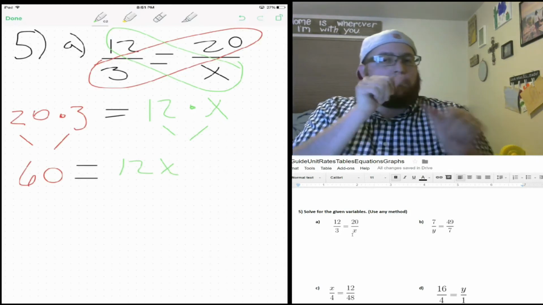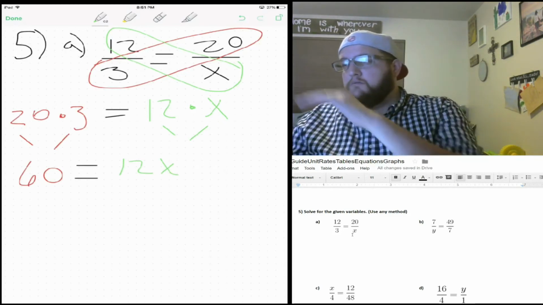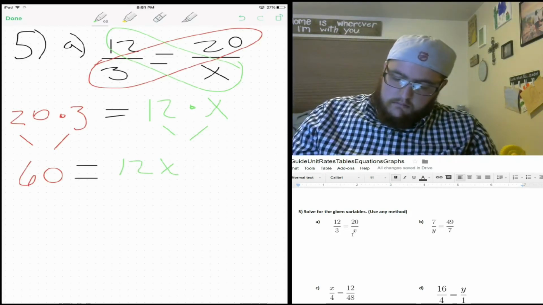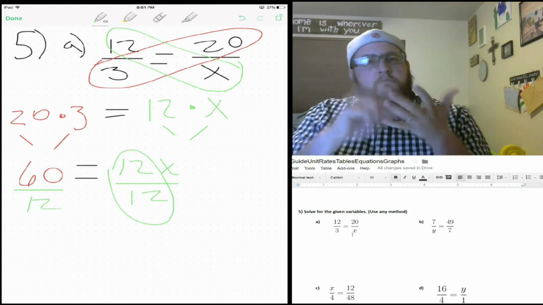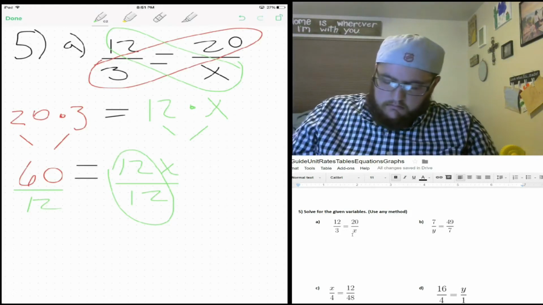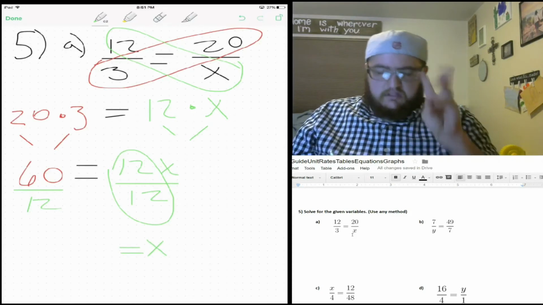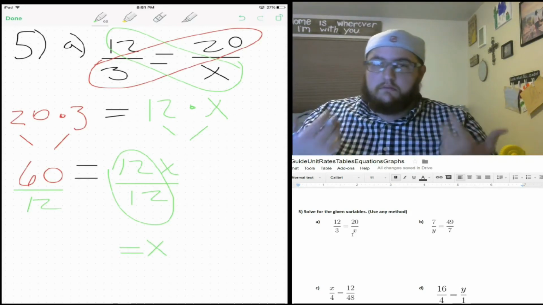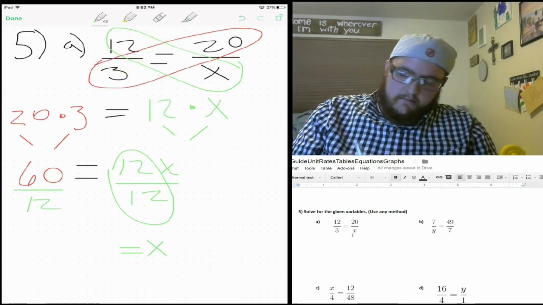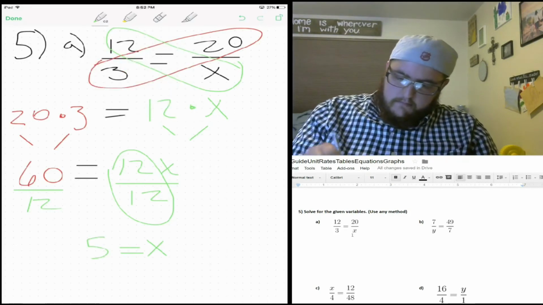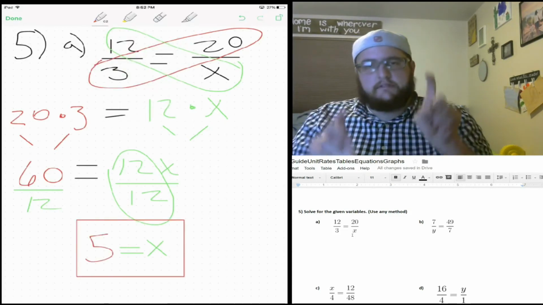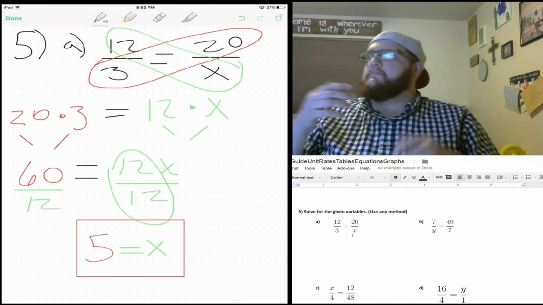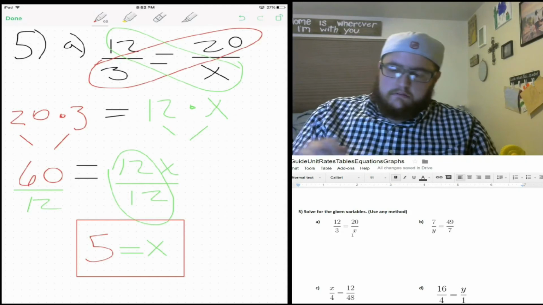So now we found out the value of 12x's, but I need to know what 1x is so I can figure out what my missing value is in the rates. So in order to do that, I'm going to need to divide both sides by 12. On the right side, I end up with 12 divided by 12, which is 1, which means that it'll come out to x or 1x. I'll just leave it as x. 60 divided by 12 is 5. So x equals 5. Oops, let me write that in a different color. x equals 5. So that's the answer to A.